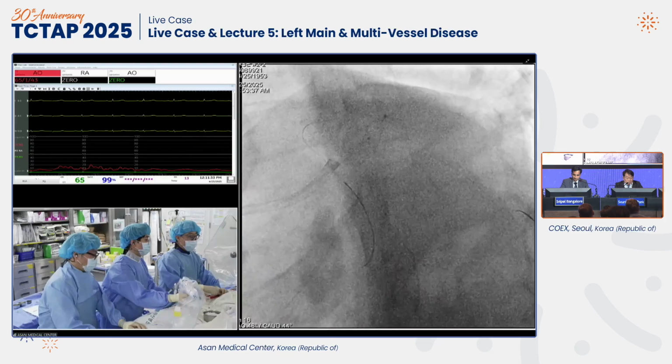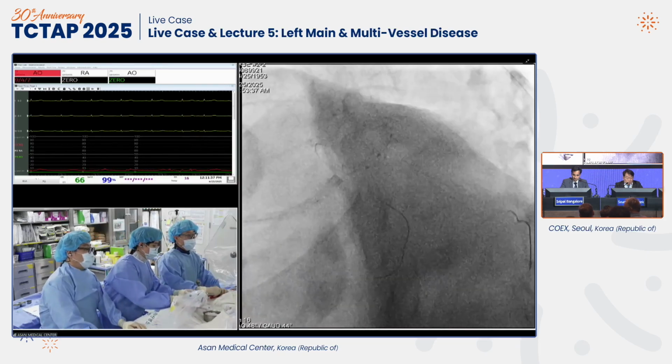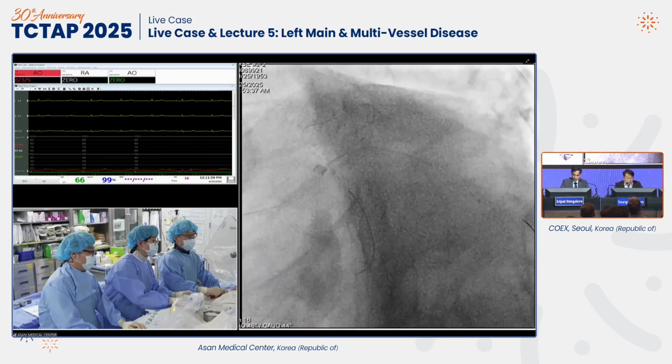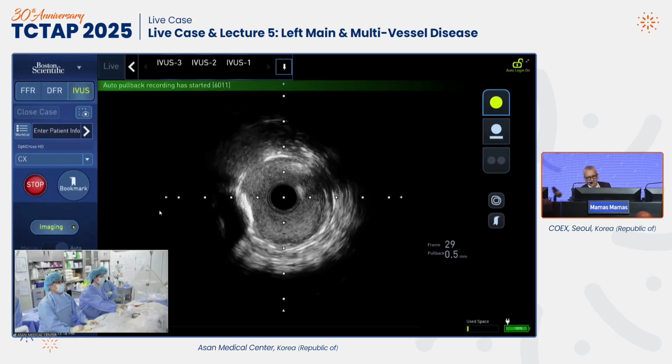Overall shape would be the same. Yeah, that's why you should do a cutting balloon. I don't think that the expansion is great with a non-compliant balloon. So go with a cutting balloon and then apply the DCB.